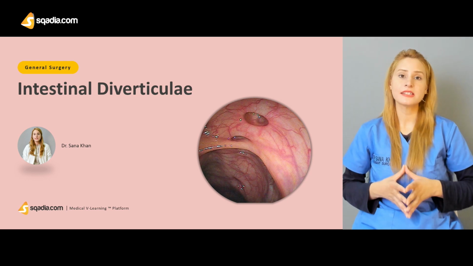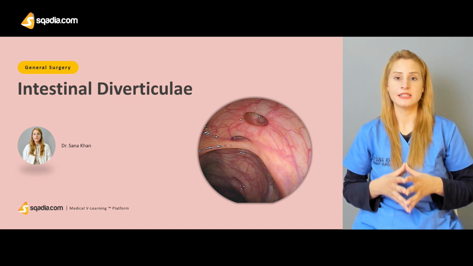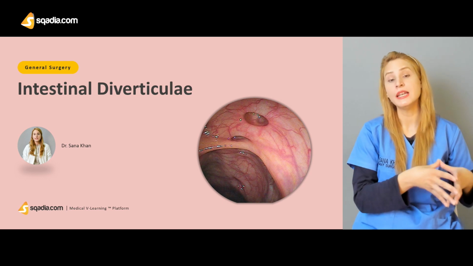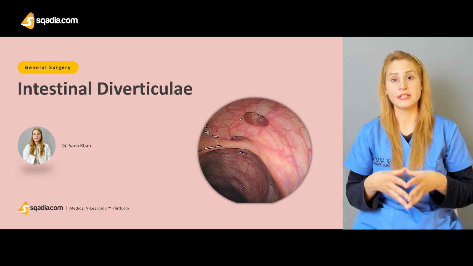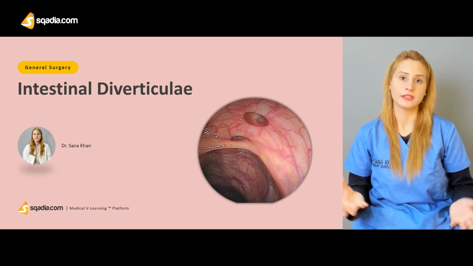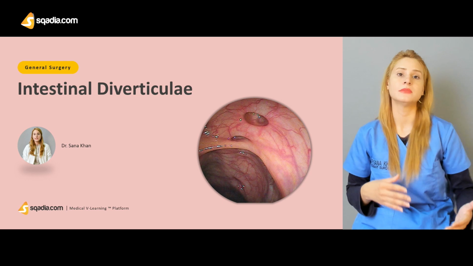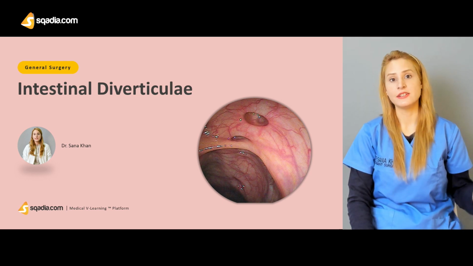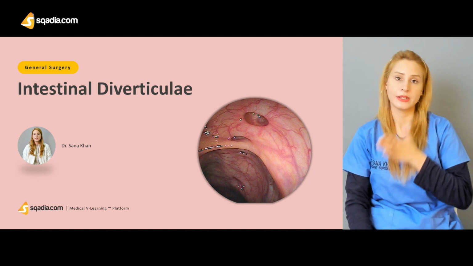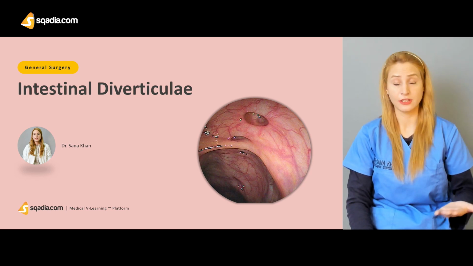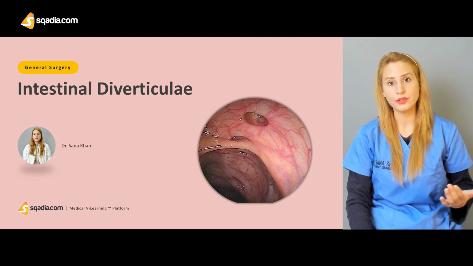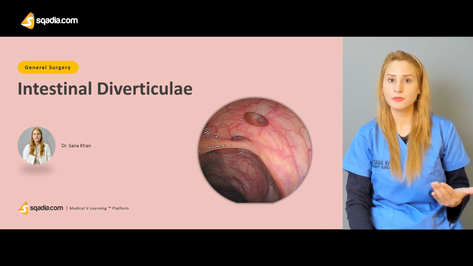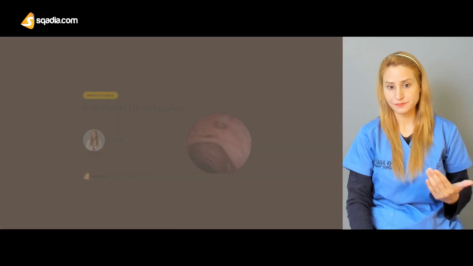If we talk about the diverticula of the small intestine, if we talk about the acquired diverticula, they're much more common in the duodenum as compared to the jejunum and ileum. Jejunal ileal diverticula are also a part of the intestinal diverticular disease, but they're also most common in the jejunum.